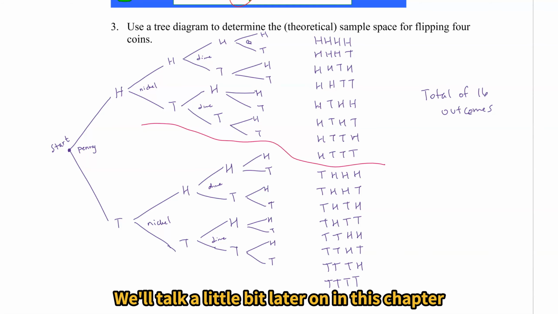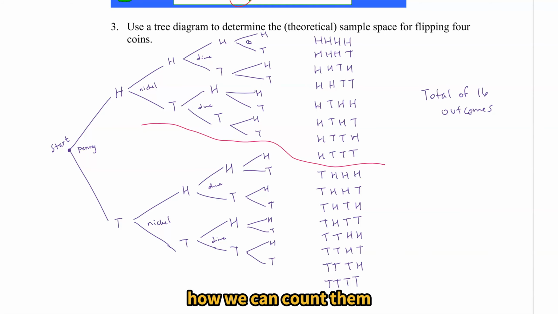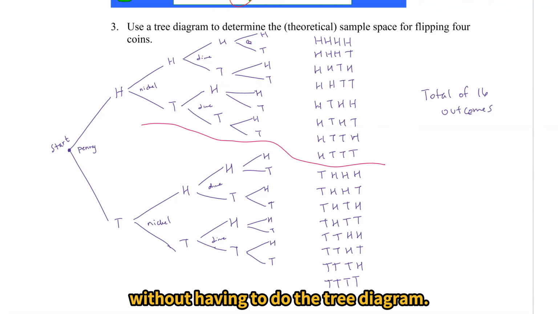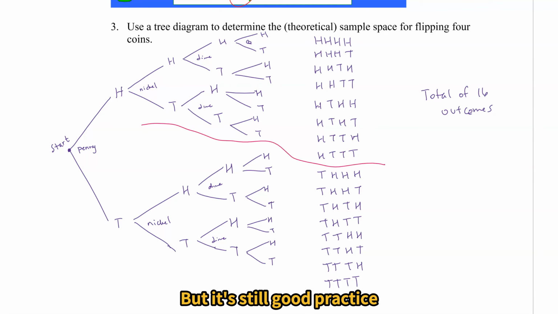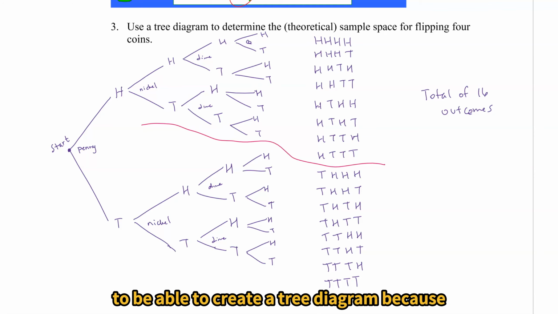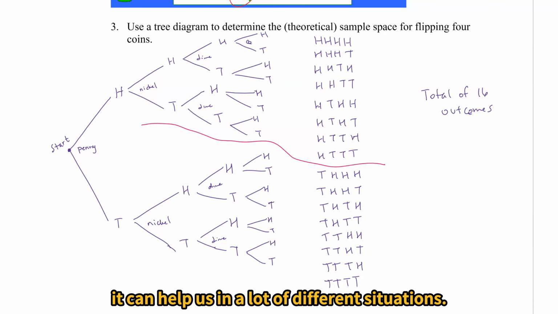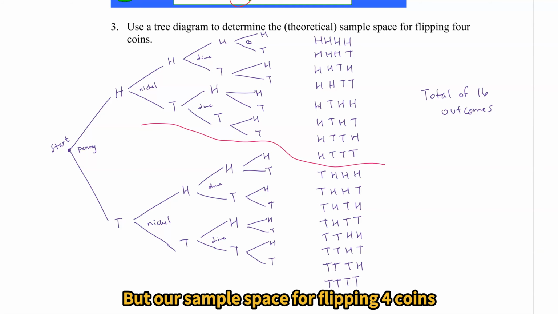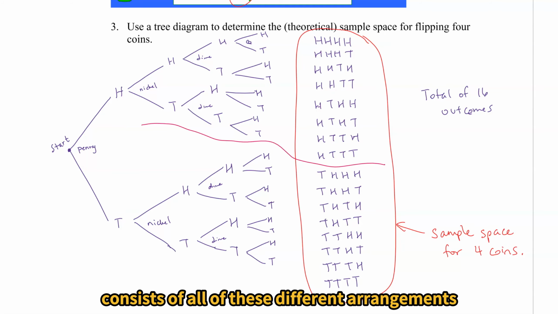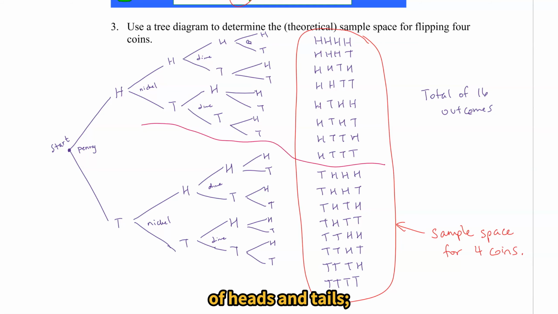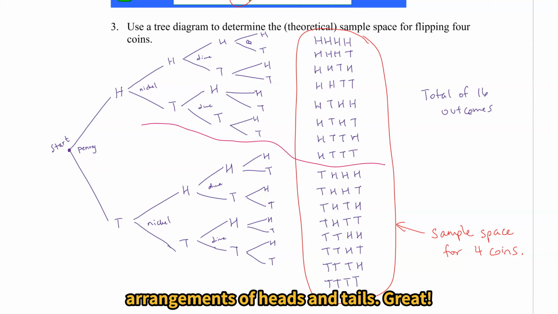We'll talk a little bit later on in this chapter about how we can count them without having to do the tree diagram. But it's still good practice to be able to create a tree diagram because that can help us in a lot of different situations. But our sample space for flipping 4 coins consists of all of these different arrangements of heads and tails. All the different possible arrangements of heads and tails.